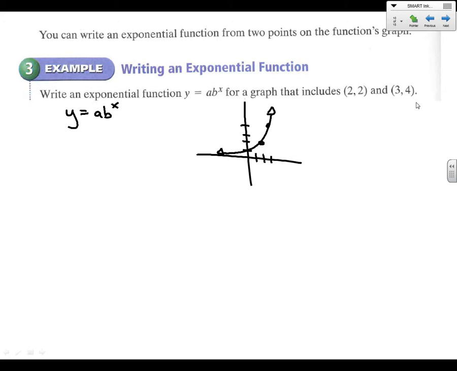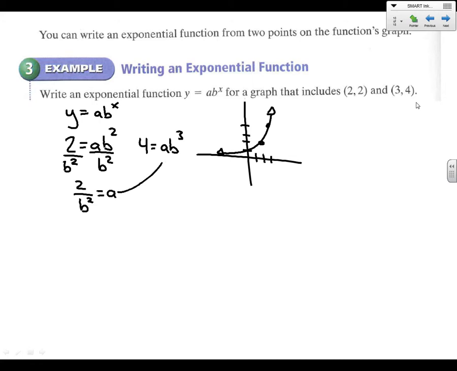So here's how we're going to solve this. We've got 2 different points, so we're going to plug this in twice. First, we're going to say 2 equals ab squared. And then we also know that 4 equals ab to the 3rd power. Okay? All right, so what can we do here? Well, first things first, we can get a by itself on the equation on the left. So we've got 2 over b squared equals a.